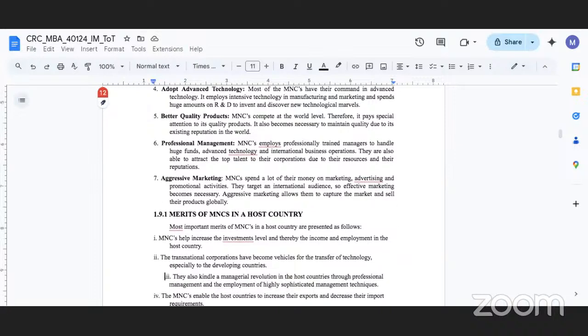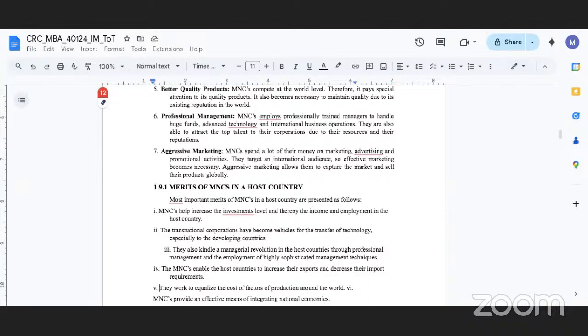And aggressive marketing. They don't shrink, they don't cut down on the spend, the marketing mix. They go all out to spend effectively if they have to enter a new market. It may even mean that initially they're selling products at a loss.